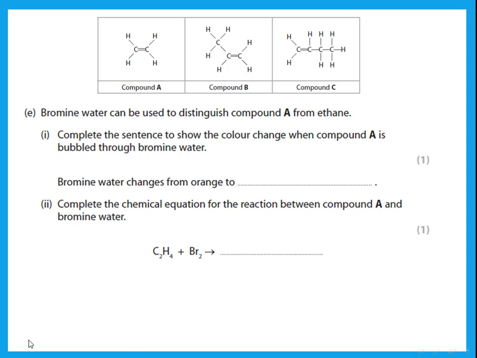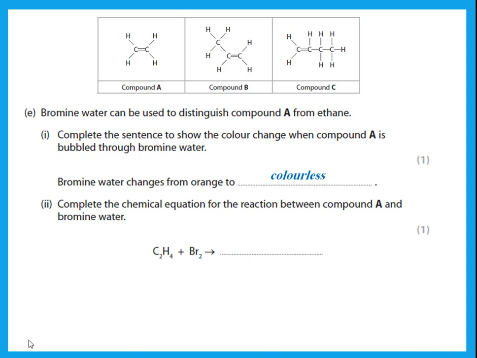Okay, complete the sentence to show the color change when compound A is bubbled through bromine water. So bromine water, if you put an alkene through it, changes from orange to colorless. That was the test for alkenes.